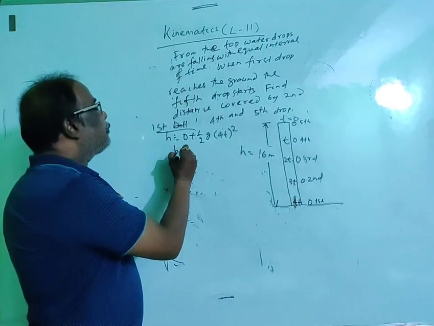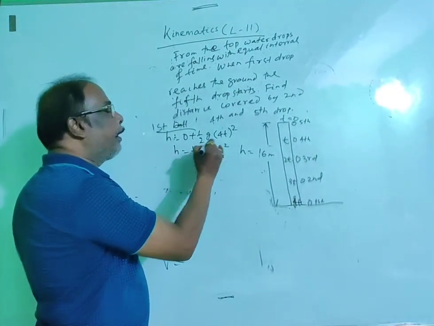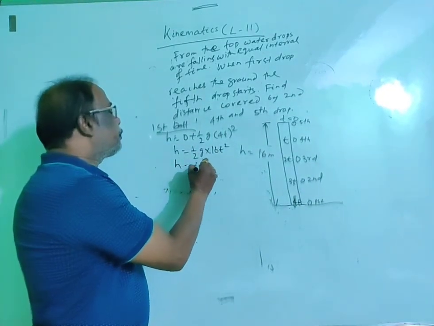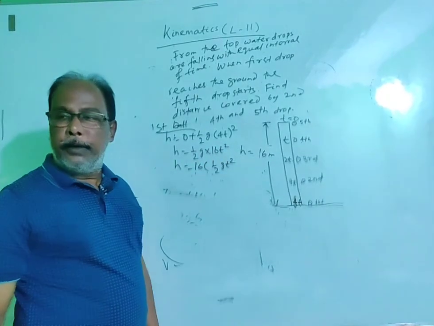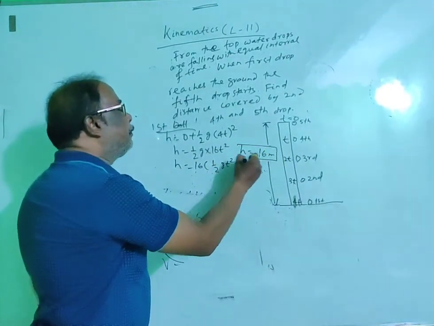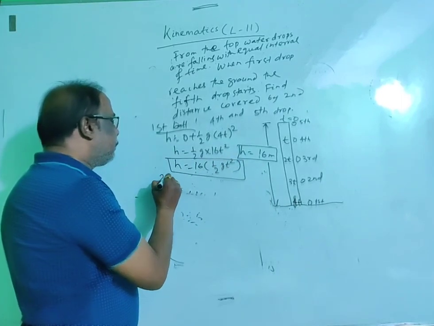Then h is equal to half g into 16 t square. Then h is equal to 16 into half gt square. Is it clear? And you know h is equal to 16 meter for the first ball, then for the second ball.